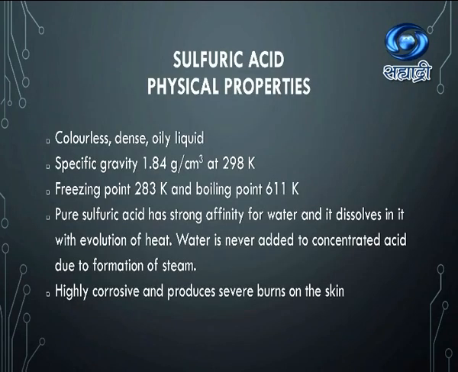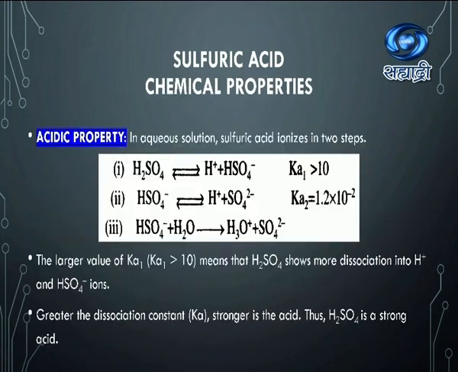Physical properties. Here are some of the physical properties of sulfuric acid. So quite a simple part. Then some of the chemical properties. The first is acidic property. In aqueous solutions, sulfuric acid ionizes in two steps. In the first step, one H plus ion is given out forming HSO4 minus, and this HSO4 minus bisulfate ion forms another H plus ion and SO4 2 minus ion.